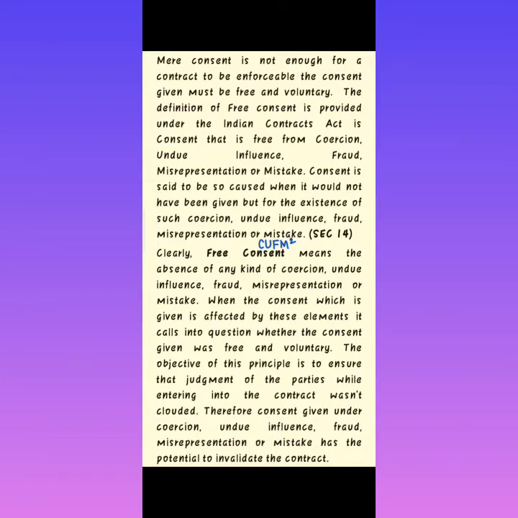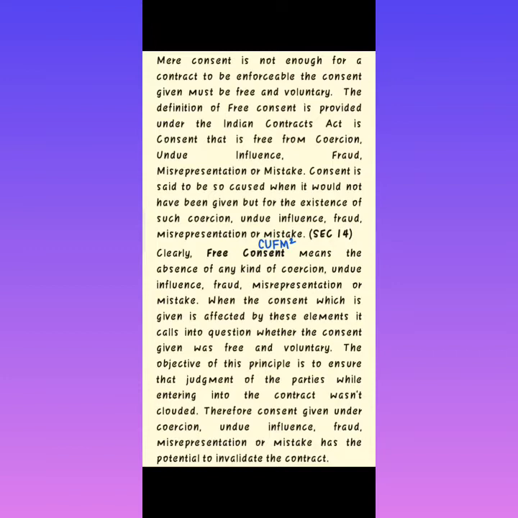What happens when a contract is caused by the consent of the parties and the consent of any of the parties is not free? If it is not free because of the first four factors we spoke about, that is, coercion, undue influence, fraud or misrepresentation, then the effect on the contract is that it does not make the contract void, rather it makes the contract voidable. Now what is voidable? Voidable means the party whose consent to the contract was not free can anytime go to the court and get it declared void.